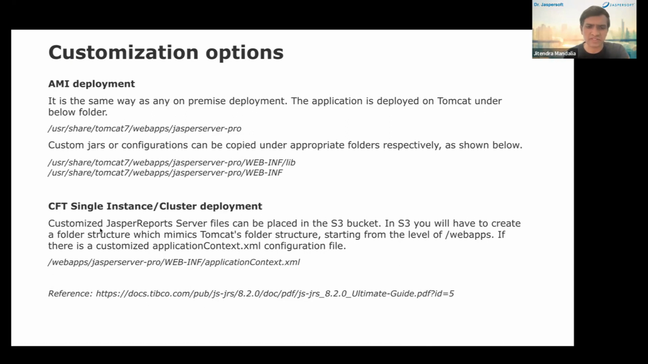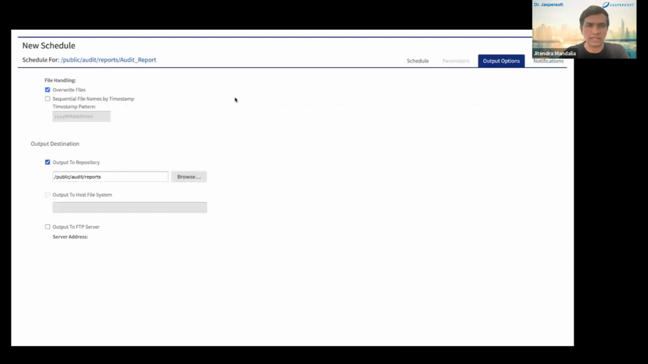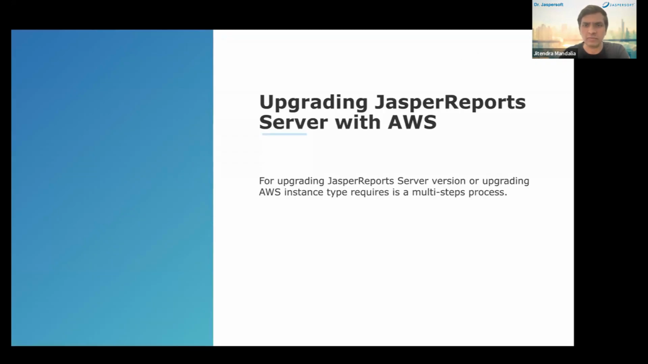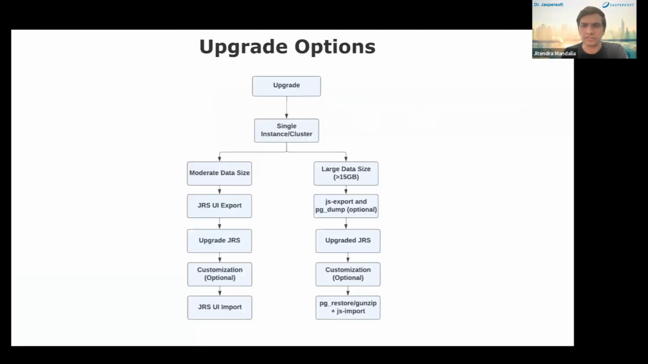So this slide explains and also refers to certain documentation which you can use, explaining all the mechanisms for customization, the various customizations, and this is what we saw in the UI. I demoed that, and now we will move to the upgrade options. So upgrading Jasper Report Server with AWS depends on what kind of system you have, in the sense of, are you using an AMI instance or a single instance CFT or cluster?